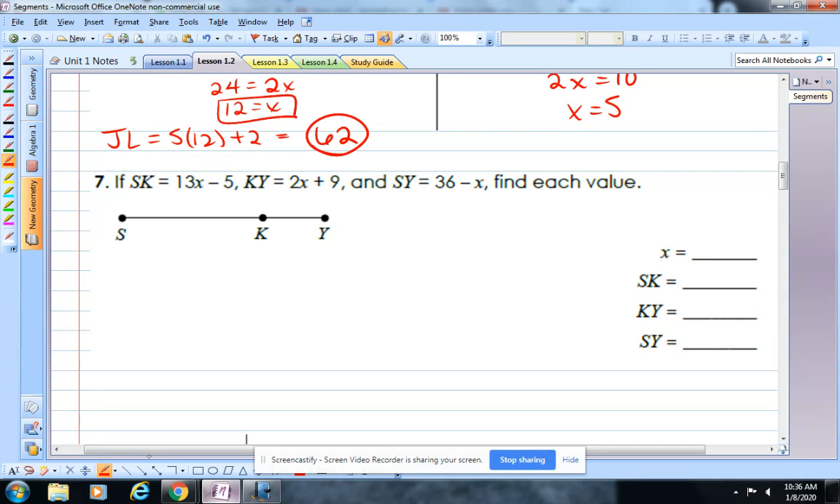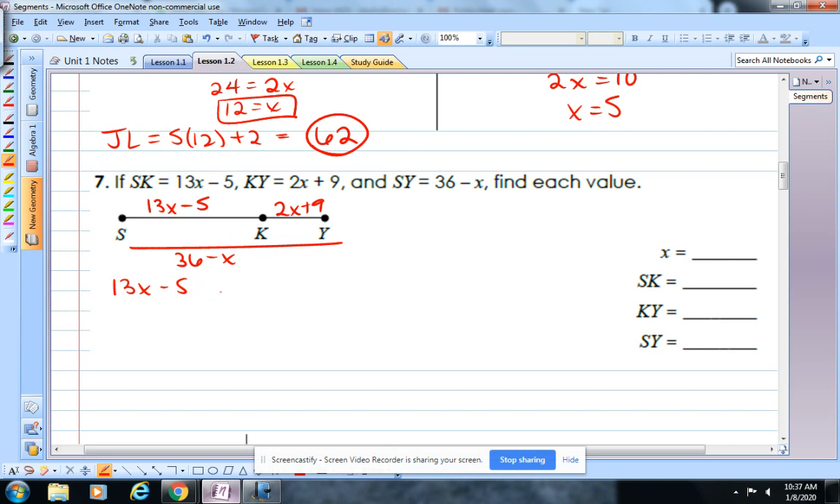So first of all, SK, which is the left-hand segment, is 13x minus 5. And then KY is 2x plus 9. And the whole thing is 36 minus x, right? So that just helps me know how to set up my little plus little equals big. Now you really didn't have to label the whole thing if you could just copy it from there. But for sure, make sure you know which ones are the little segments. All right, so little plus little equals big. How do we set up our equation?